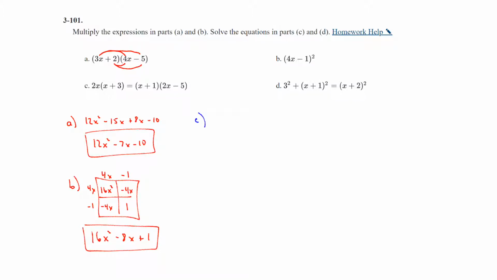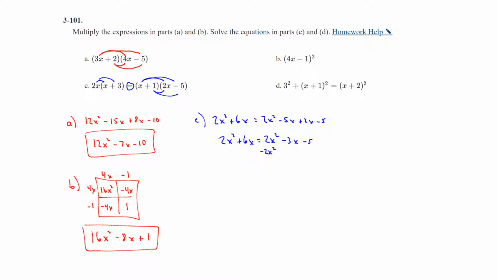Now on part C, it wants us to actually go ahead and solve. So we will go ahead and solve, and you notice the difference is C and D have an equal sign. So we're going to distribute the 2x, that's 2x squared plus 6x. And then we'll also distribute on the second one here, we'll get 2x squared minus 5x. And then distribute the 1, that's plus 2x minus 5. So we'll combine our like terms. On the right side, that gives us 2x squared minus 3x minus 5.